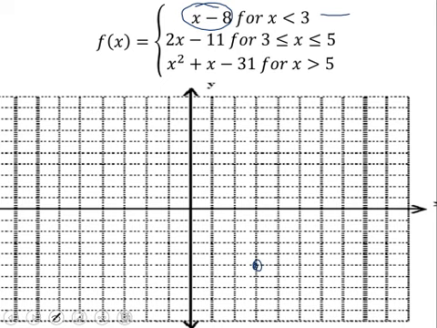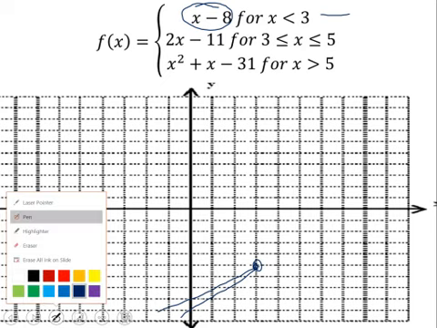Now what's happening when it's less than that? It is a linear function. Not great, but close enough. It's a linear function with a slope of 1. It actually should be a little bit flatter for that.